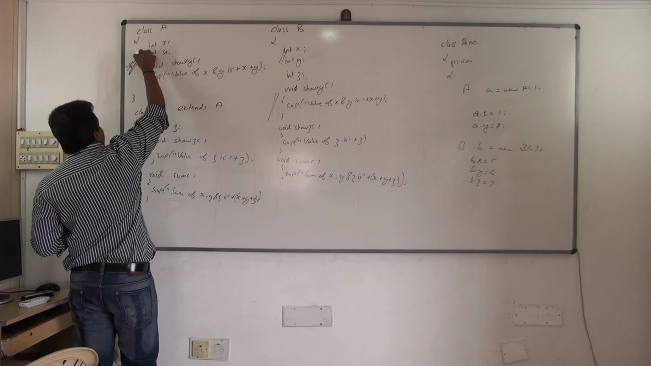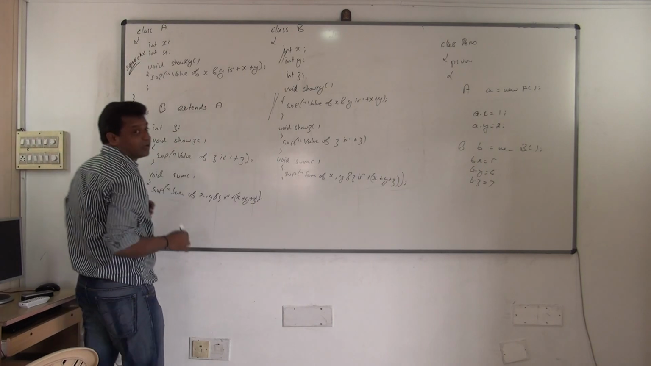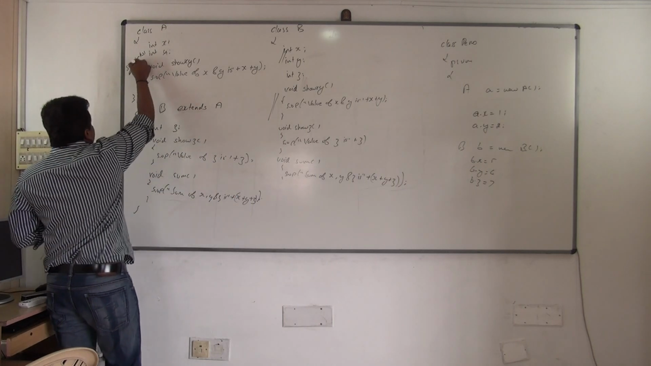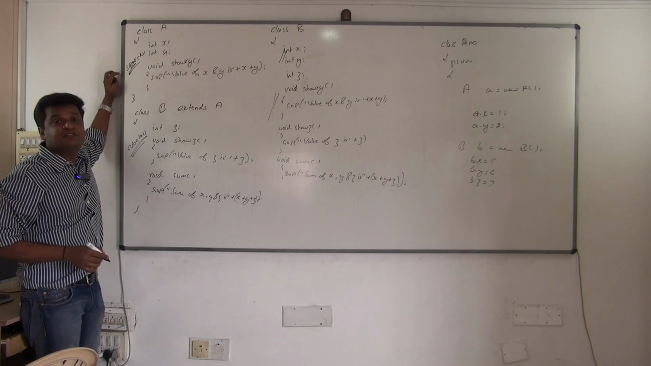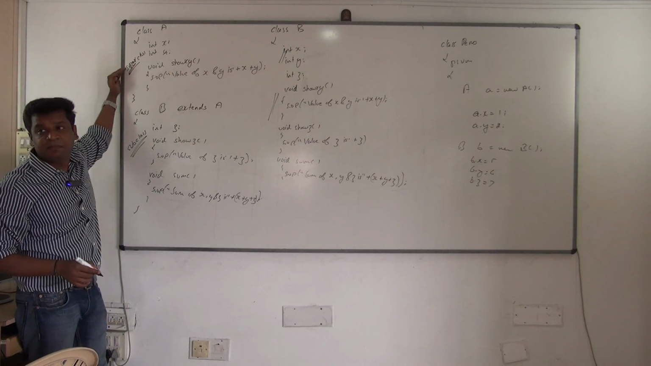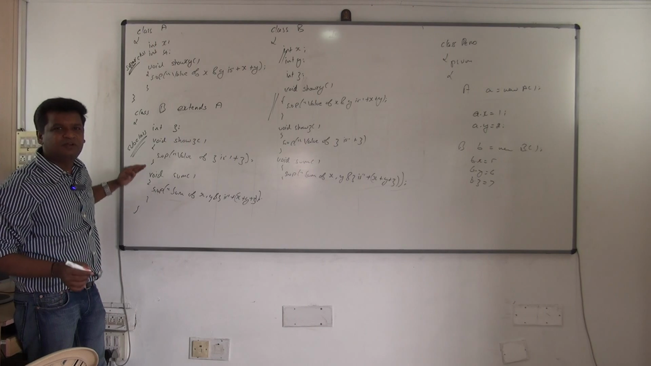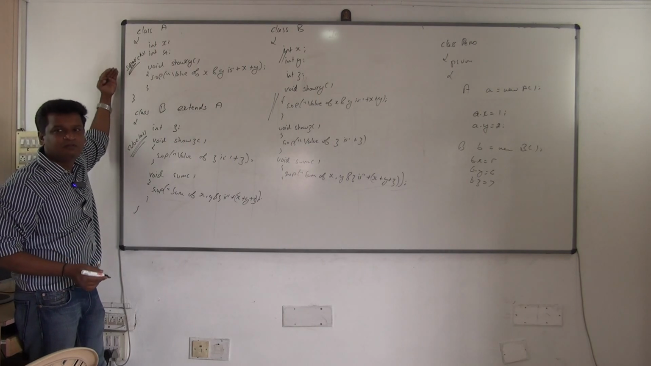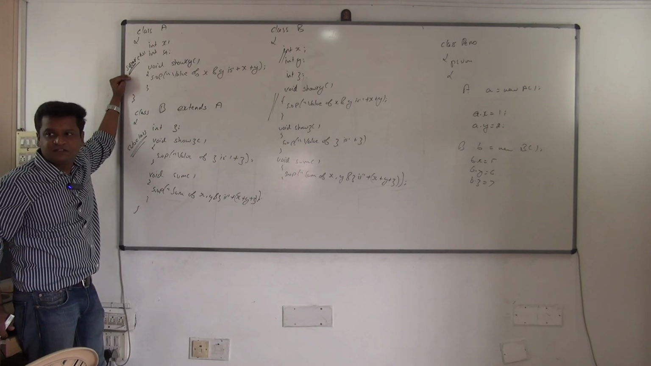Subclass. All the words are coming back now. Class A is superclass, class B is subclass. Again I can say this is parent class, child class, base class, derived class. But we don't use parent, child, base, derived. We always say superclass and subclass.